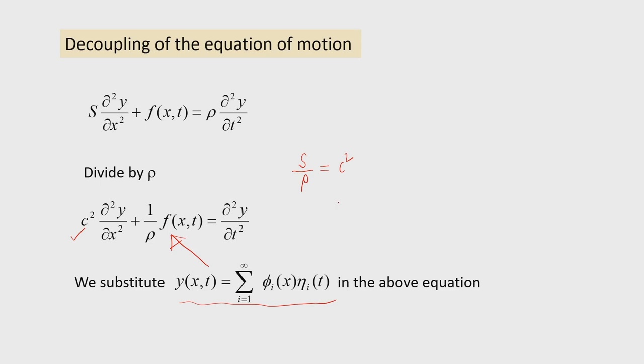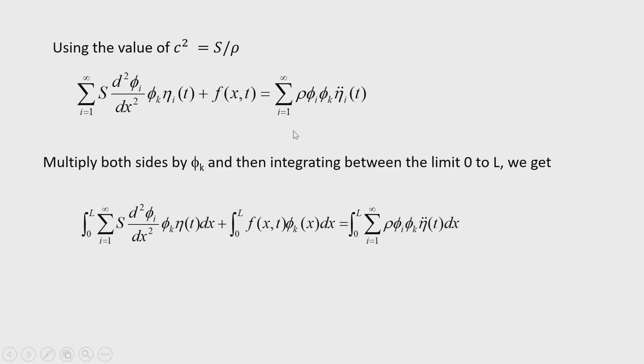After substituting, you will get c square, which is a constant term, and then the summation will come, with mode number 1 to infinity. Because of the space derivative, the derivative will be an ordinary differentiation, and eta i t will remain as it is, plus 1 by rho f x t will remain as it is. Here we get summation i equal to 1 to infinity because there are infinite number of modes. Here we are differentiating with respect to time, so phi i will remain as it is, and eta i double dot t is the second differentiation of eta. So ultimately, after substituting, we will get this equation.